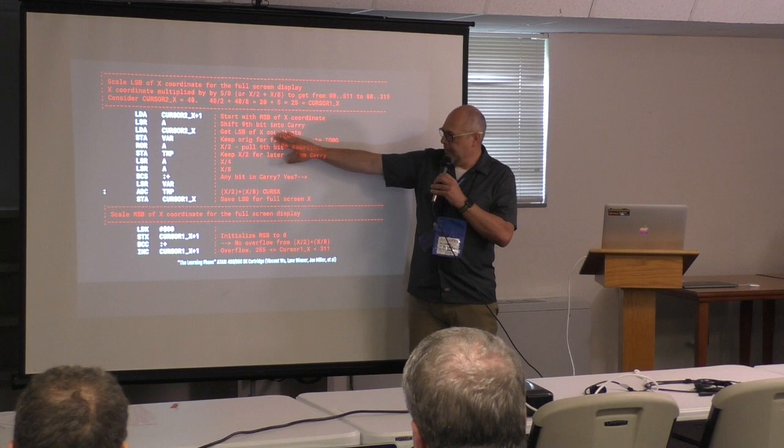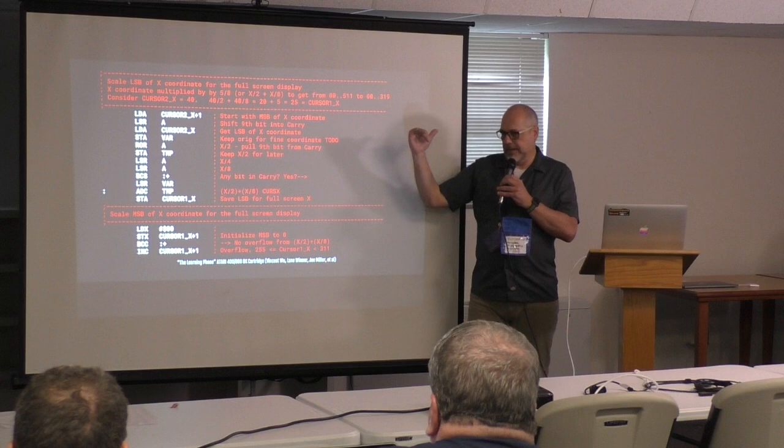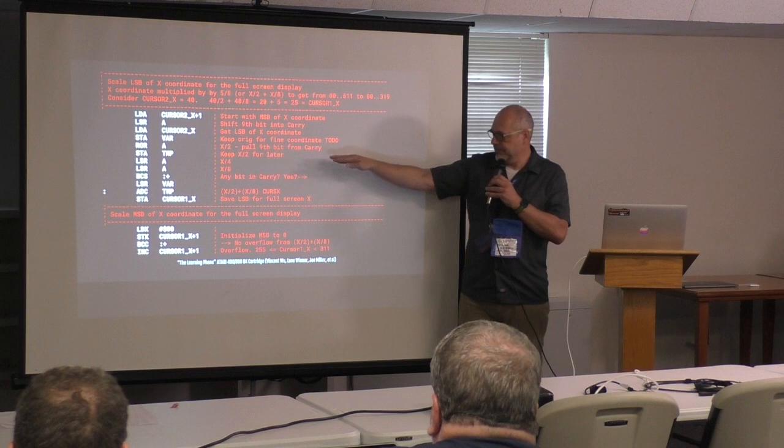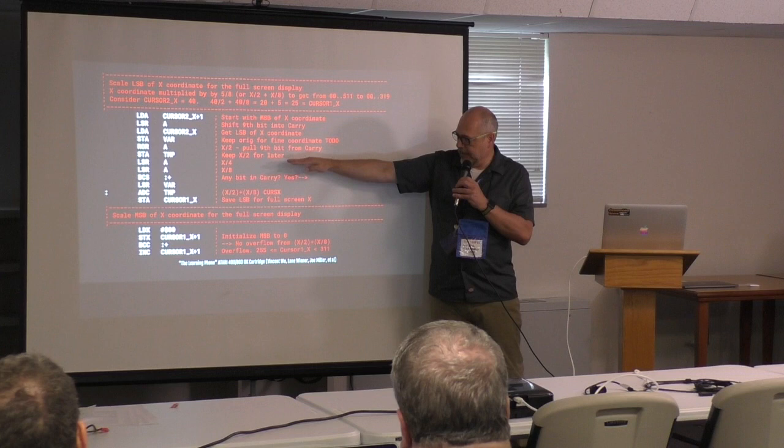And then the least significant byte is loaded into A. We can ignore that for the next step, but the rotate A will pull that ninth bit from the most significant byte, from the carry, and that's saved for later on. So that was the first shift. That rotate right is the first shift, and then they save the 1/2, and then they do 2 more shifts to get to the 1/8.